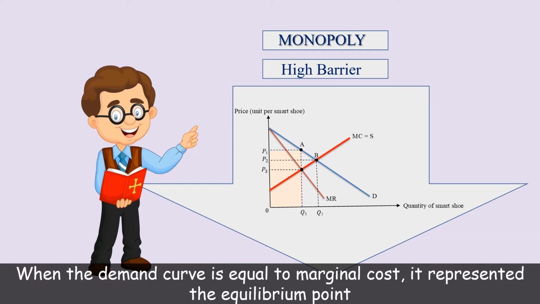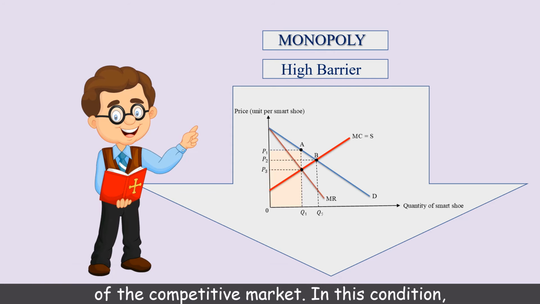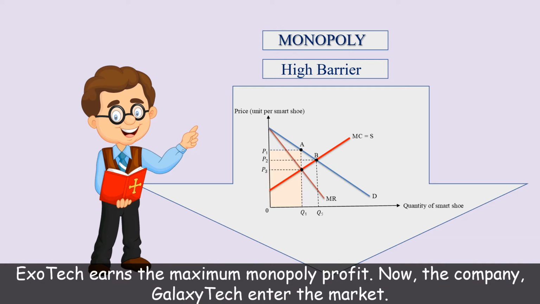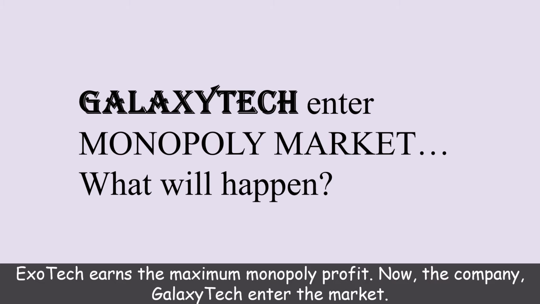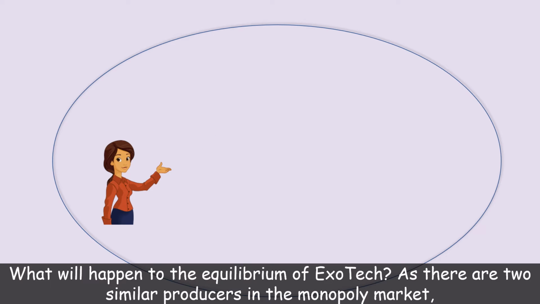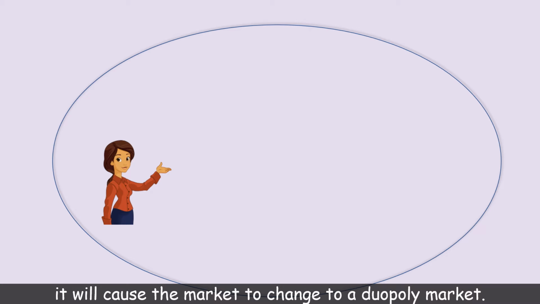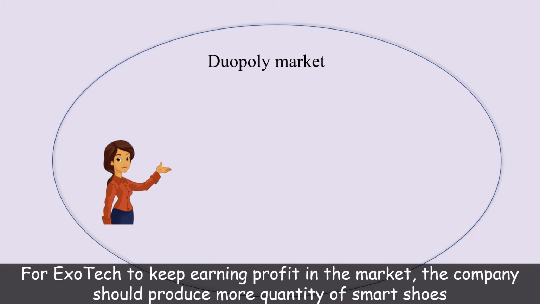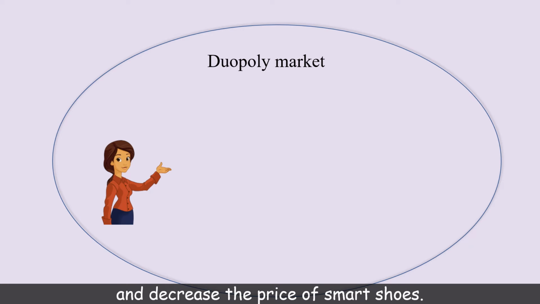When the demand curve is equal to marginal cost, it represents the equilibrium point of the competitive market. In this condition, Exotech earns the maximum monopoly profit. Now, the company GalaxyTech enters the market. What will happen to the equilibrium of Exotech? As there are two similar producers in the monopoly market, it will cause the market to change to a duopoly market. For Exotech to keep earning profit in the market, the company should produce more quantity of smart shoes and decrease the price of smart shoes.